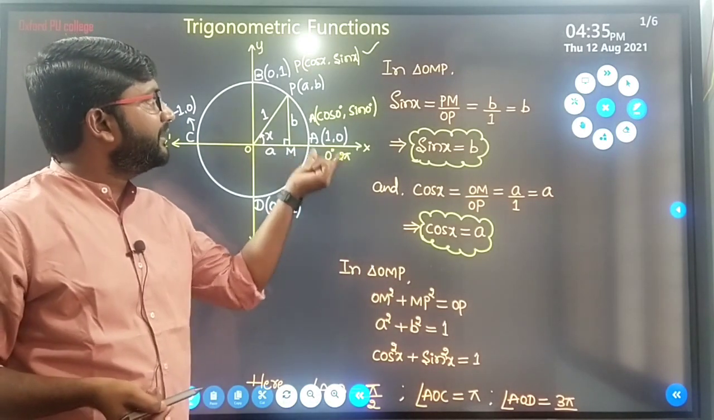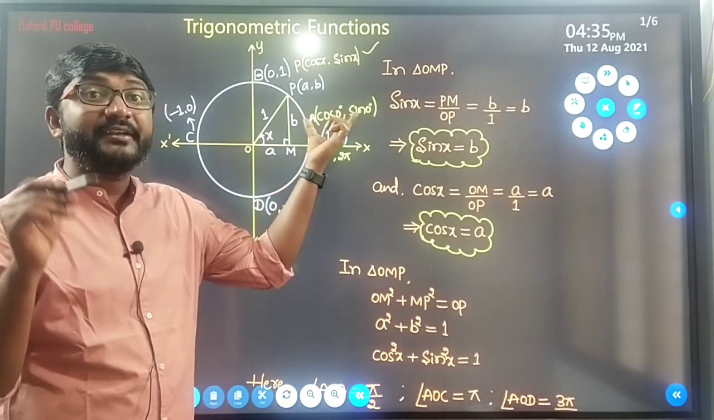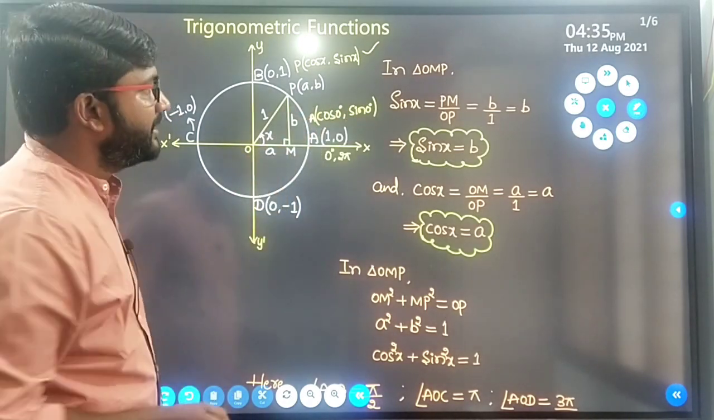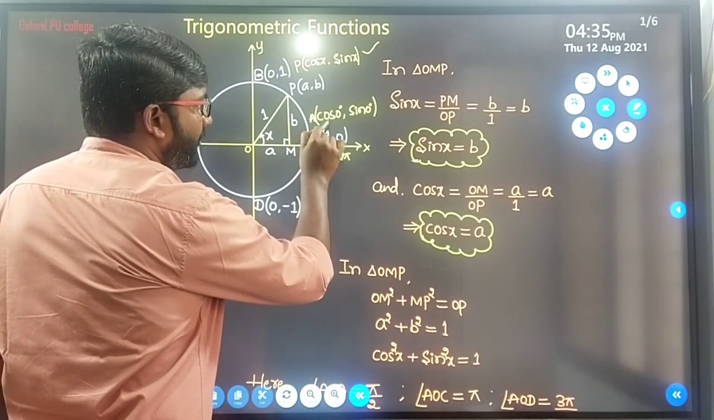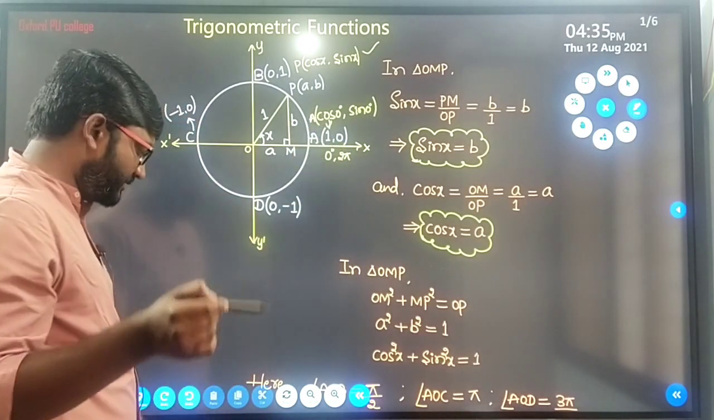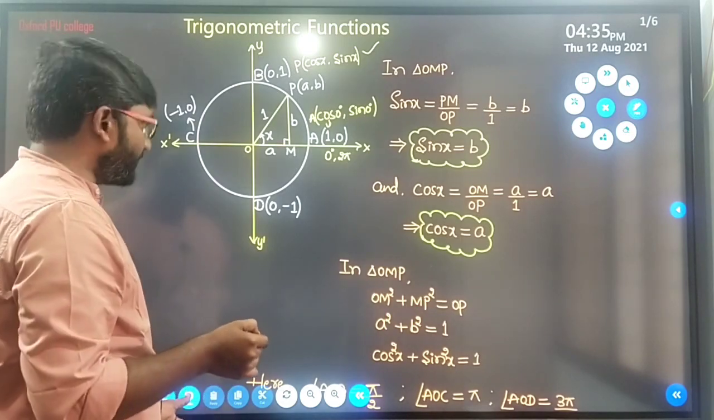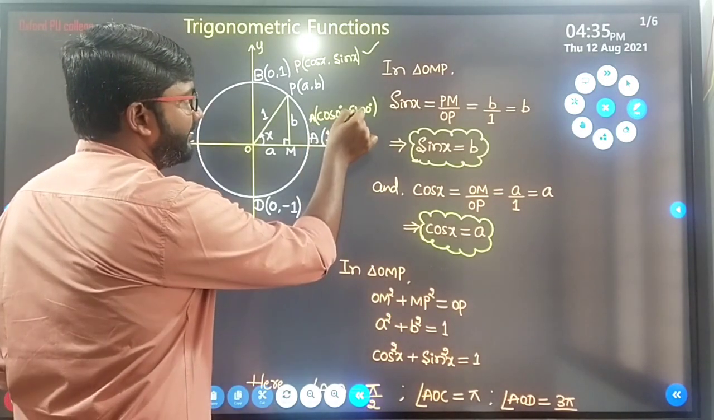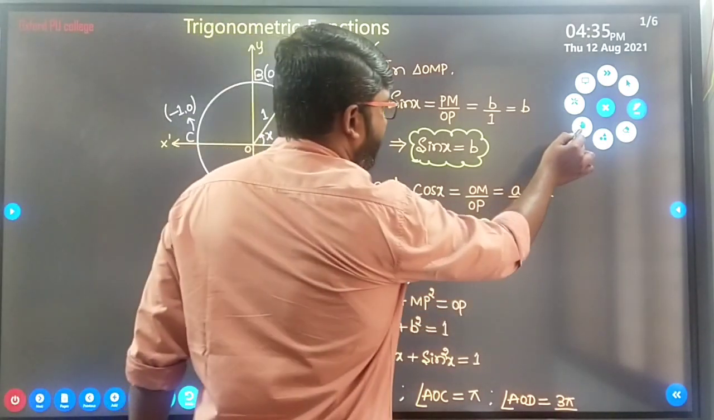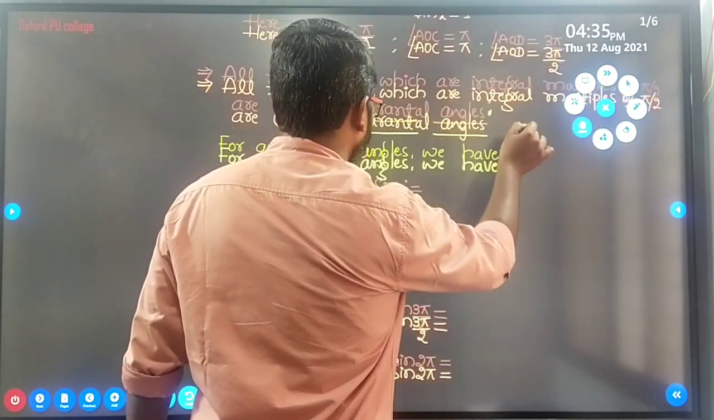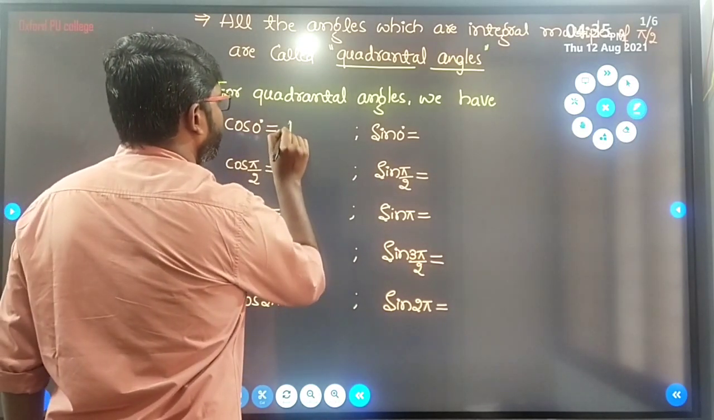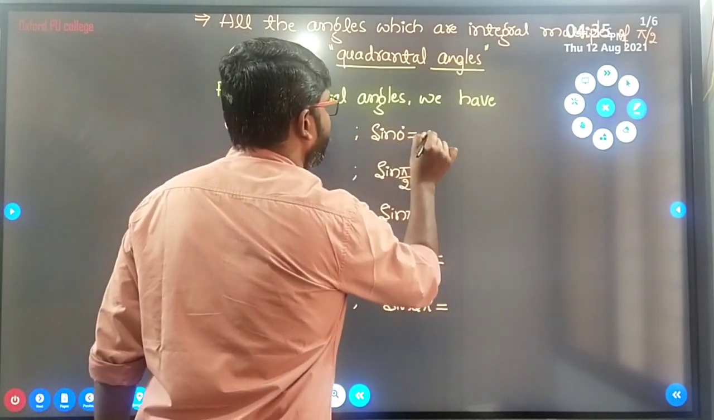So that is why I have written the coordinates of the point A as cos 0 degree comma sin 0 degree. Now compare these two. Cos 0 degree value is 1. Compare the corresponding x coordinate and the corresponding y coordinate. So here cos 0 will be 1, whereas sin 0 is 0. So that we will have to write now. Cos 0 degree is 1, sin 0 degree is 0.